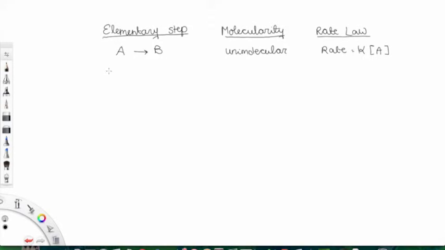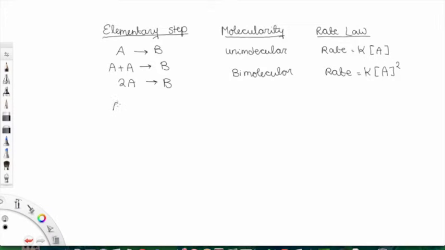But now if we had A plus A going to some kind of product, let's say B, or this can also be 2A going to B, now this is called bimolecular. And the rate is written as k[A]^2 with an order of 2. So things can also have bimolecular molecularity and have two different species that are colliding.